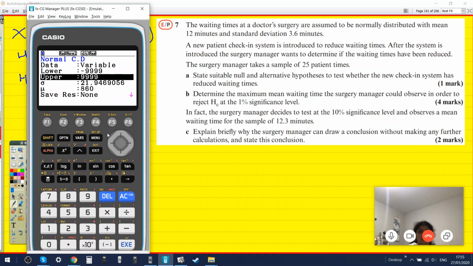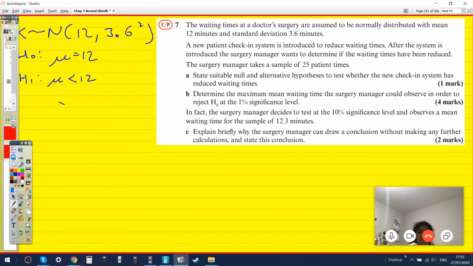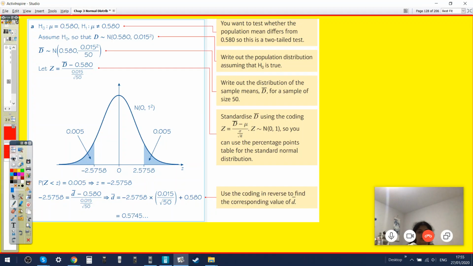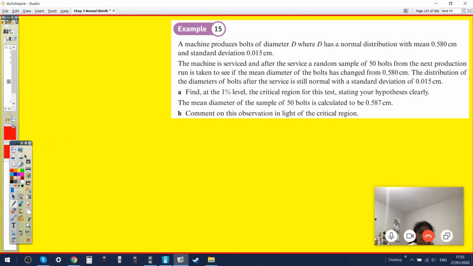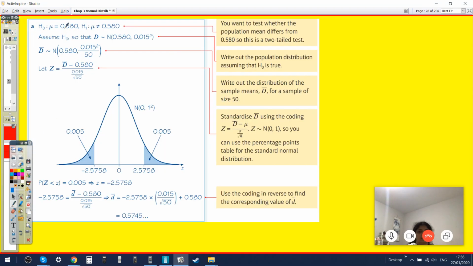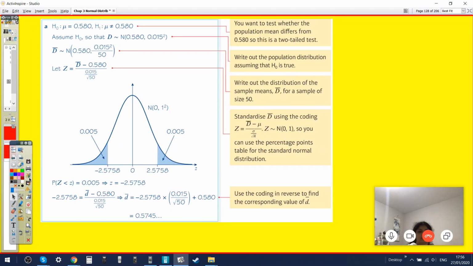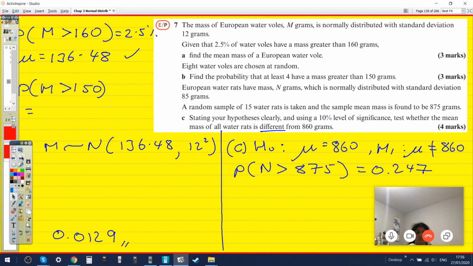So we want a critical region. Let me go back. Find the critical region. Machine produces bolts. Standard deviation 50. So they use the Z score for standardized decoding. Just convert it into its Z score to get the critical region, and then go from there. Let's give this a go. Let's go back to where we were.